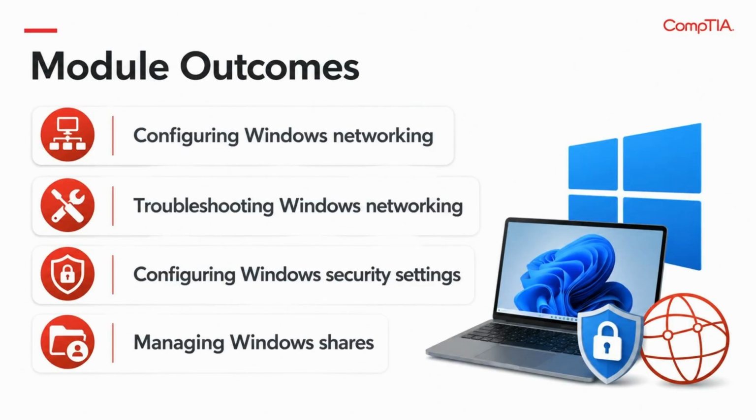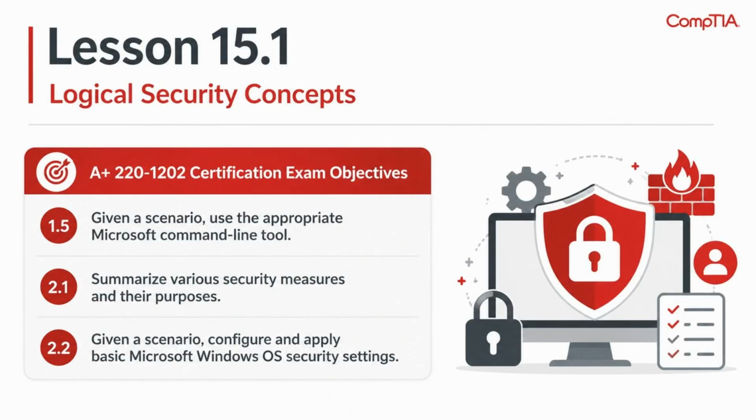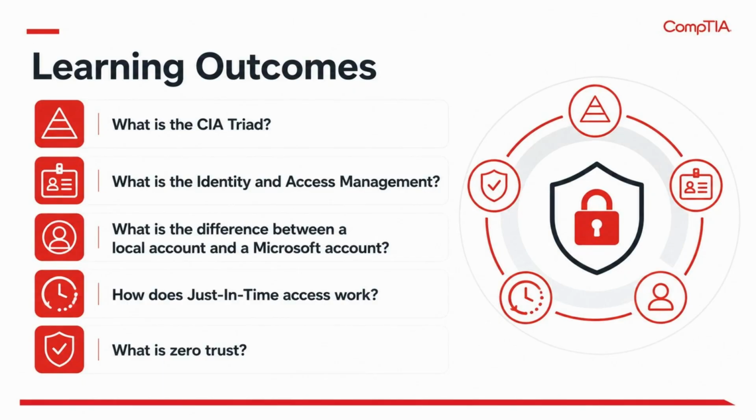By the end of this module, you will be prepared to configure and troubleshoot Windows networking, manage security settings, and handle Windows shares. Lesson 15.1 focuses on logical security concepts. This content maps directly to CompTIA A+ exam objectives 1.5, 2.1, and 2.2, covering command line tools, security measures, and OS settings. In this lesson, we will explore the CIA Triad, identity and access management, the differences between local and Microsoft accounts, just-in-time access, and the zero trust model.